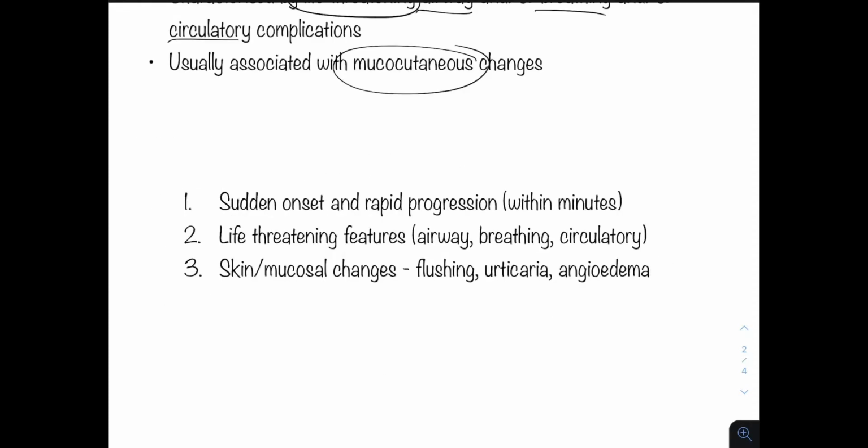So you can be confident that the patient is having an anaphylactic reaction when the three criteria are met. First, sudden onset with rapid progression, usually within minutes. Second, life-threatening features including airway, breathing, and circulatory problems. And third, the presence of skin or mucosal changes including flushing, urticaria, and angioedema.